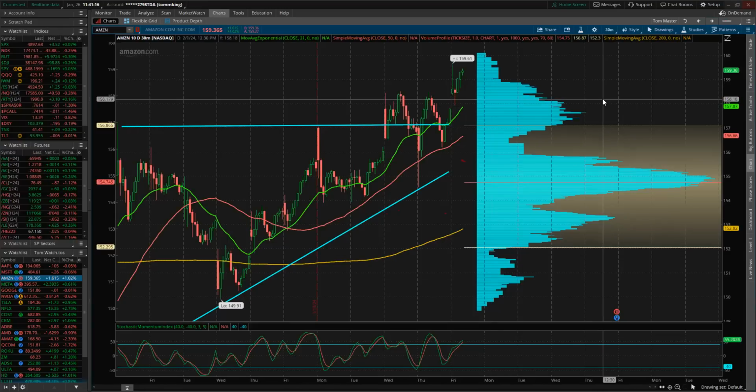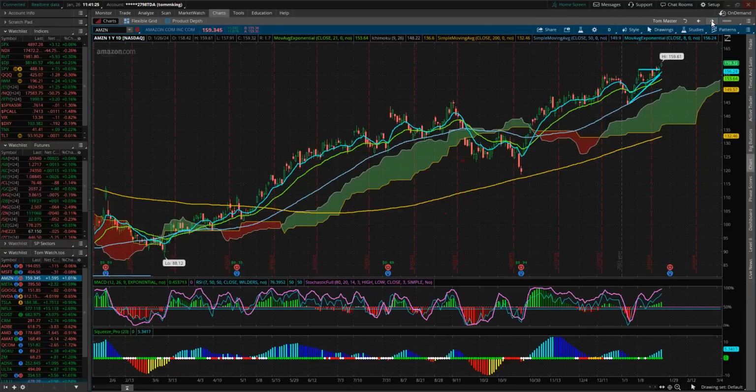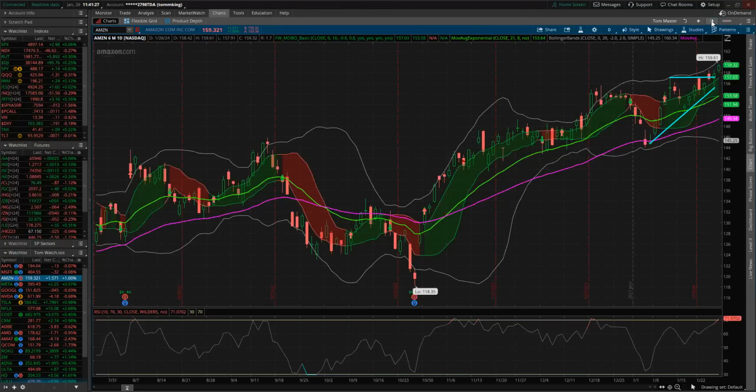Oh, there we go, filled on another 0 DTE. We had a pretty nice day on 0 DTE. So it didn't look great early, but we rallied and things won.